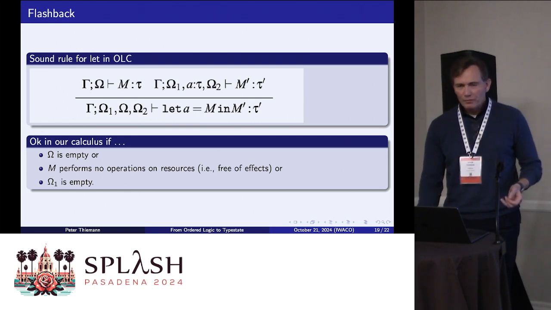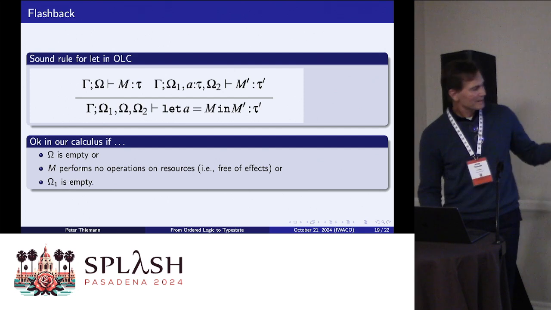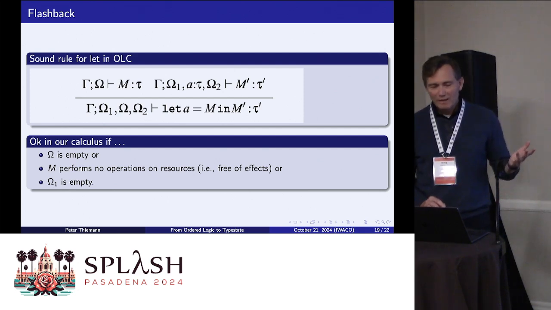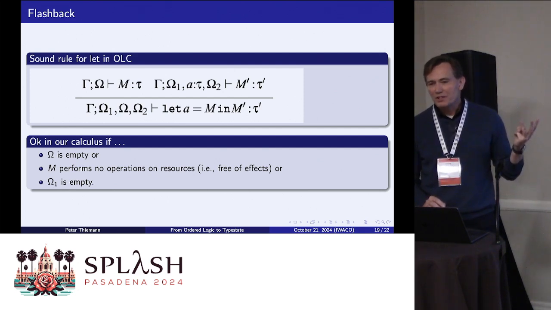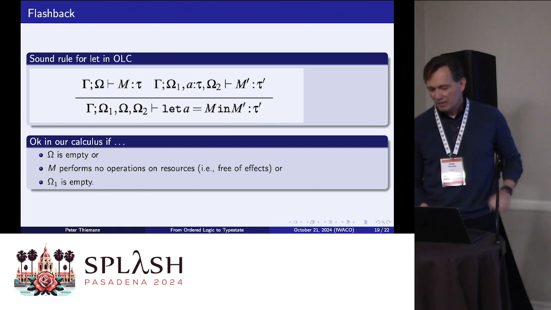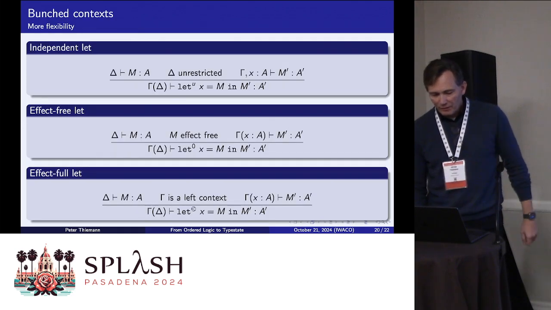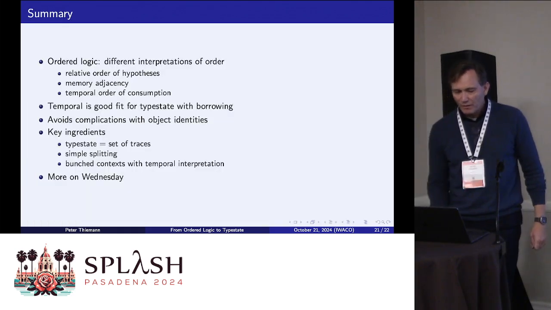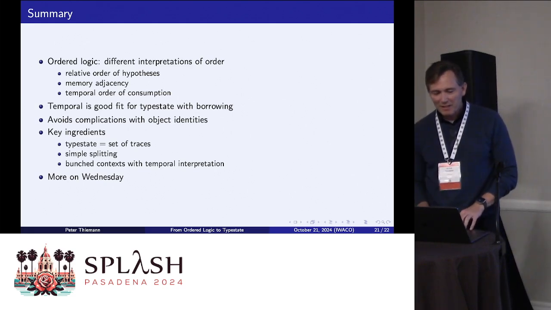So if you count it right, that means you would like to have 3 different let operations that allow you to put things in the right way back into the context. For the sake of time, I'm not going over them. I'm going to the summary.